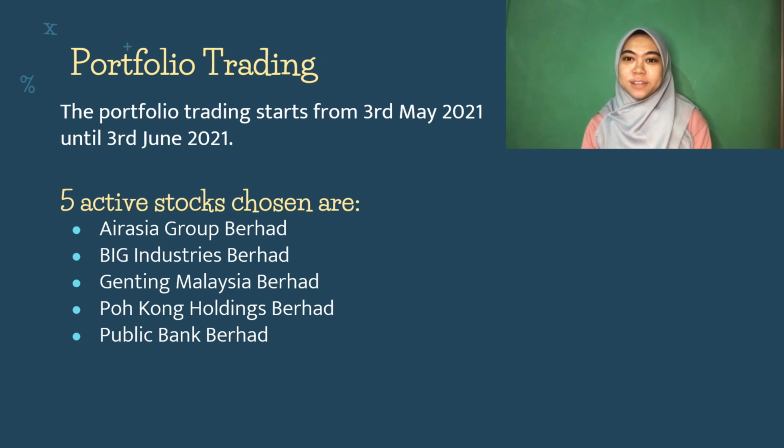Assalamualaikum and hi, my name is Nurdiyana binti Badrul Hisham, matric number 272962. So I will continue the last part, which is portfolio trading. This portfolio trading starts 3rd May until 3rd June 2021. We have decided on 5 active stocks for our investor, which are AirAsia Berhad, BIG Industry Berhad, Genting Malaysia Berhad, Pohkong Holding Berhad, and also Public Bank Berhad.